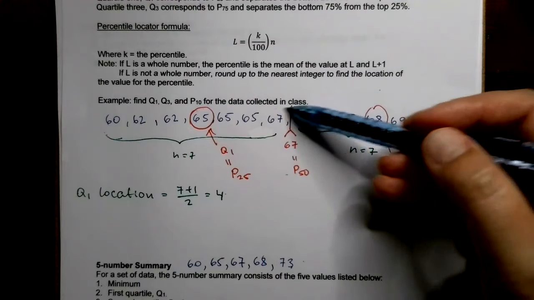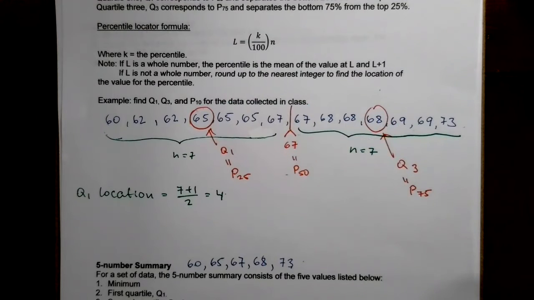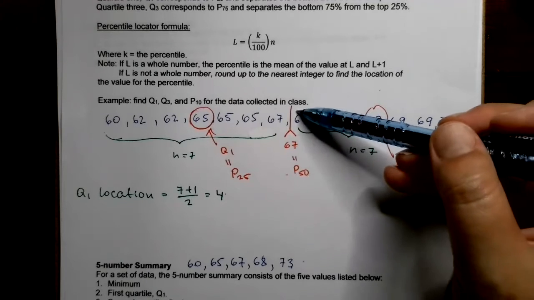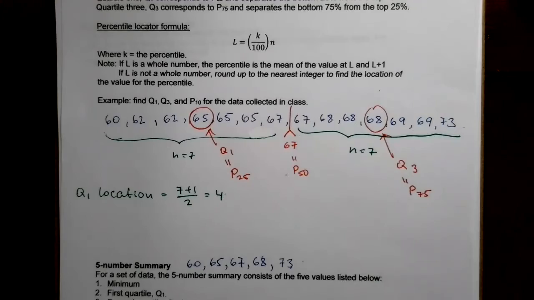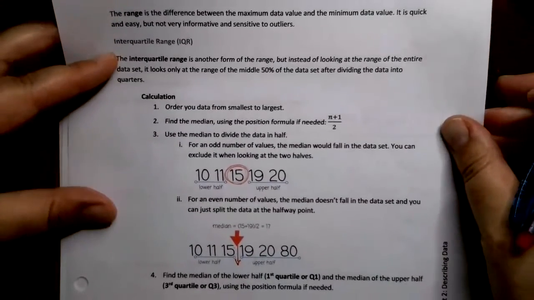Okay, so what do you do if your median is an actual value from the data set? Let's say we didn't have 14 values, let's say we had 15 values. Then the formula would give us 15 plus 1 is 16, divided by 2 is 8. So our median would actually be value number 8. So what do you do then? How do you find the quartiles?